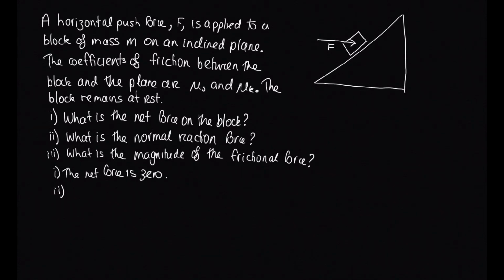Part 2, what is the normal reaction force? Okay, so let's draw all our forces on this block. We've got the weight force, which is acting downwards, given by mg, and we can split this into two components. We can split it into a component parallel to the slope, which is given by mg sine theta, and perpendicular, that's mg cos theta. And this angle in here is theta, when this angle down here is theta.